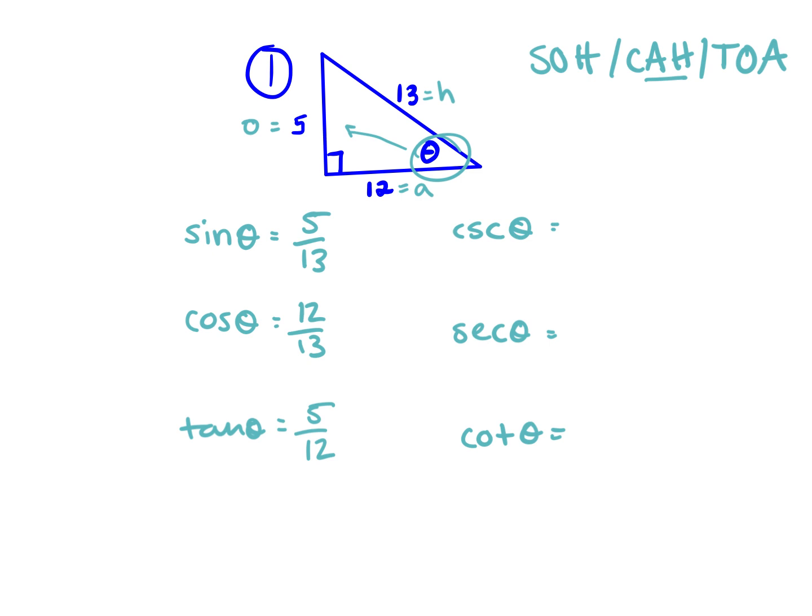Now with our reciprocal functions, we're just going to flip the 3 main trig functions that we have. So cosecant goes with sine. So instead of being 5 over 13, it'll be 13 over 5. Secant goes with cosine. So instead of 12 over 13, it'll be 13 over 12. And cotangent goes with tangent. So instead of 5 over 12, it'll be 12 over 5.